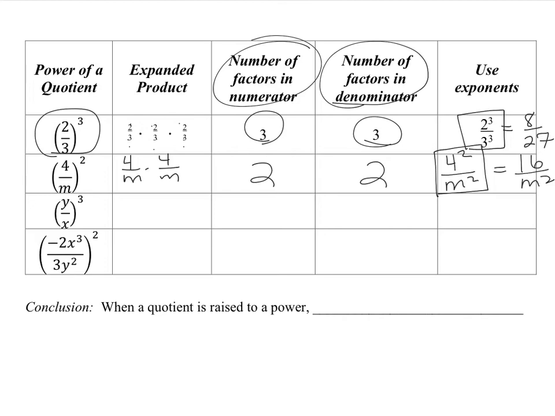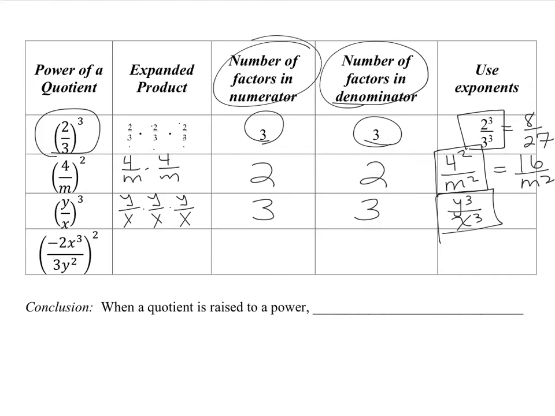So the next one, y over x to the 3rd power. If I write that in expanded form, that's y over x times y over x times y over x. Well, how many numbers do I have in the numerator? I've got 3 y's there, so I've got 3. Number of factors in the denominator, that's 3 as well. How can I rewrite this? Well, I can rewrite it as y to the 3rd over x to the 3rd, and we're done with that one. Can't do anything more to that.